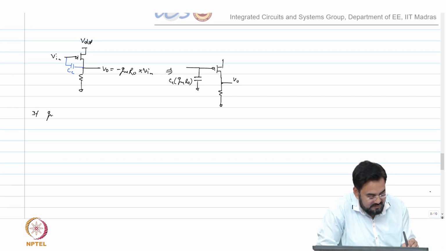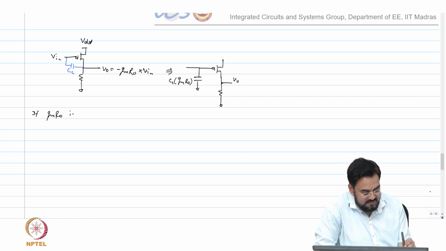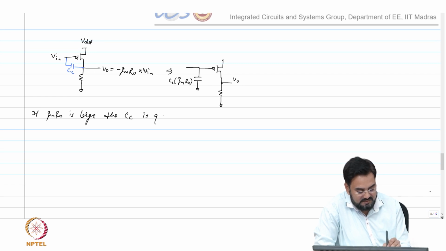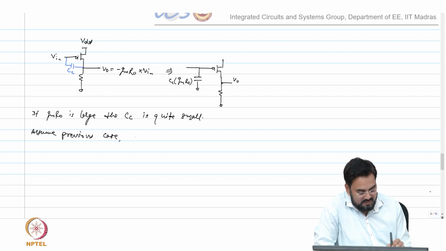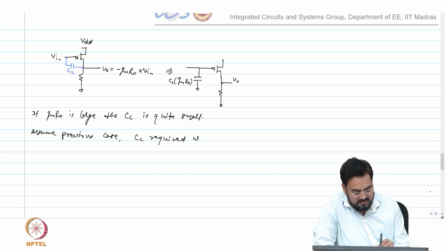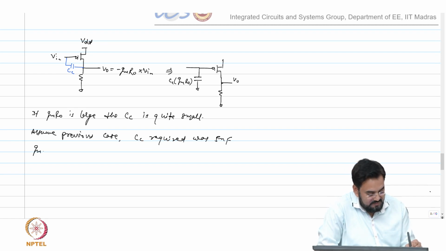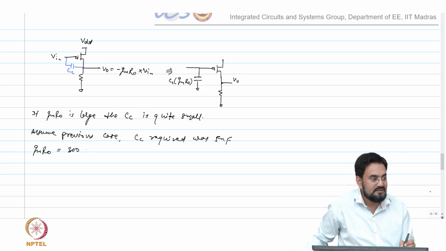So if GM R out is large, then CC is quite small. So assume the previous case, CC required was how much? 5 nanofarad. GM R out was 300.